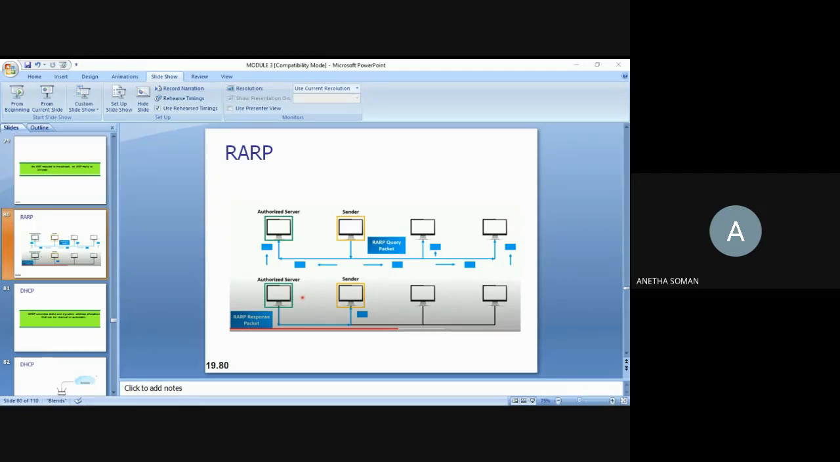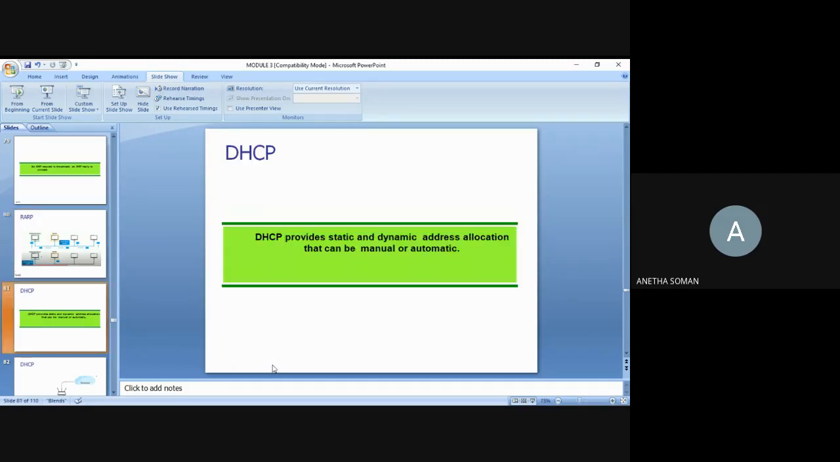Right? Now, we will move on to the next protocol, which is DHCP. DHCP means Dynamic Host Configuration Protocol. Now, what is this DHCP protocol?